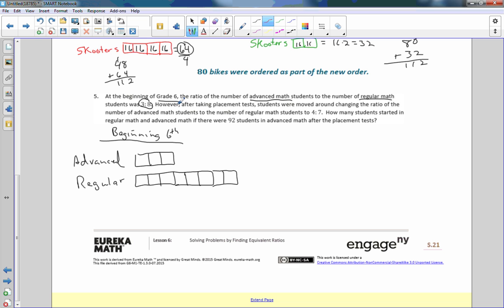Continue reading now. However, after taking placement tests, students were moved around, changing the ratio, so now it's after test. After the placement test. So they took a test, and some probably did better than expected, so they got moved to advanced, or maybe someone in advanced didn't do so well, so they moved them back to regular and so forth. That's what happens. And so now the new ratio is 4 to 7. So it's going to be advanced to regular. I'll just abbreviate here. And it's going to be 4 to 7.